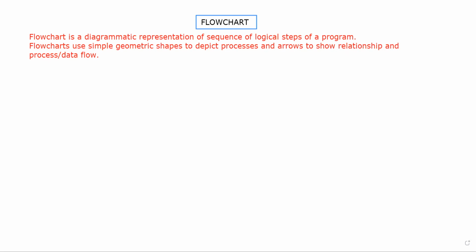This flowchart is a diagrammatic representation of the sequencing of logical steps of a program. The next point is that the flowchart uses simple geometric shapes to depict the processes, and arrows to show the relationship and process data flow. Let's start from the diagram only, because hearing the definition is quite boring.